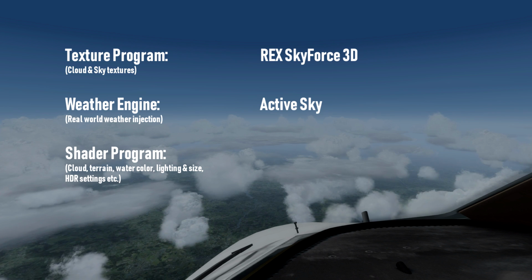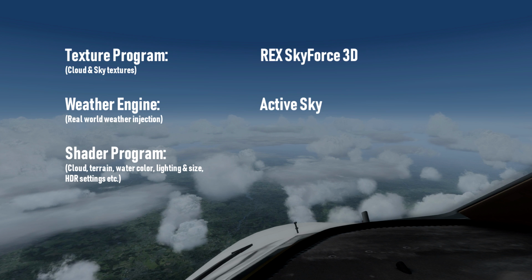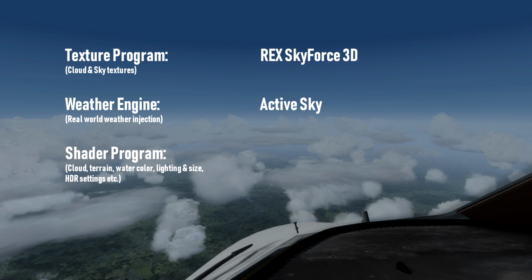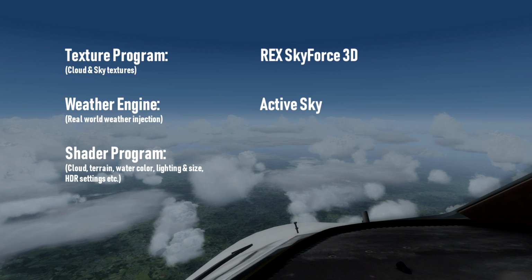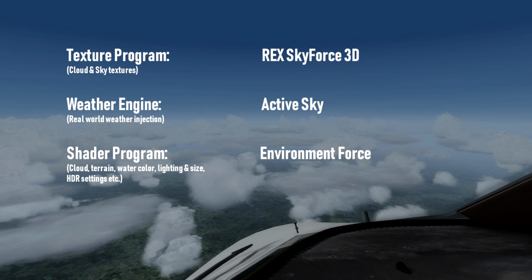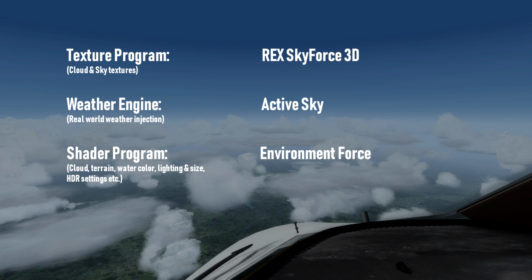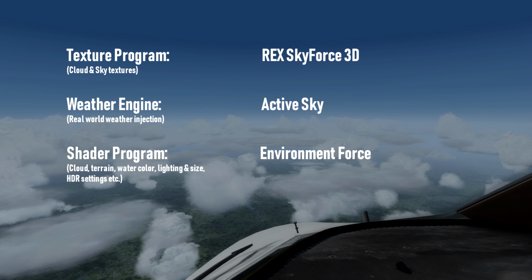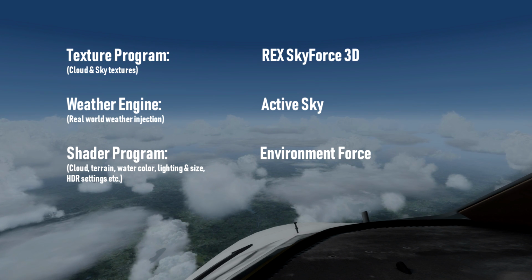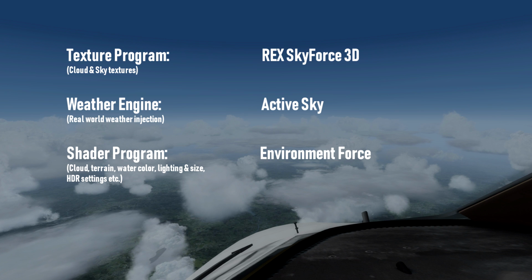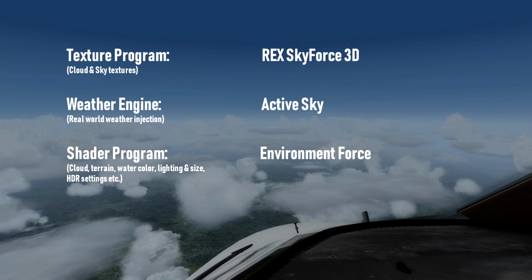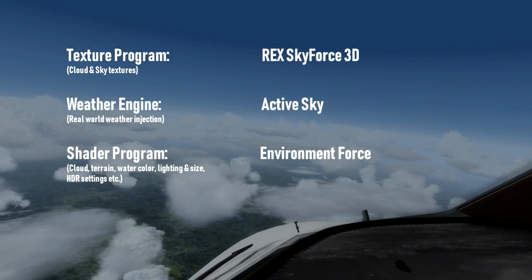So where does Environment Force now come in? You may wonder, I already have a weather engine, I have textures, isn't that already dynamic enough? Well, what Environment Force does is, again, it's more of a shading utility, and it allows you to swap textures, and that's something new. Previously, for example, using Skyforce, you would just install a set of textures and then your weather engine would use those textures, and then after a few days maybe you wanted to change your textures, and then your sim would look a little bit different.